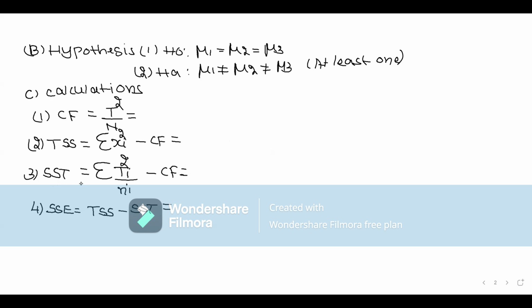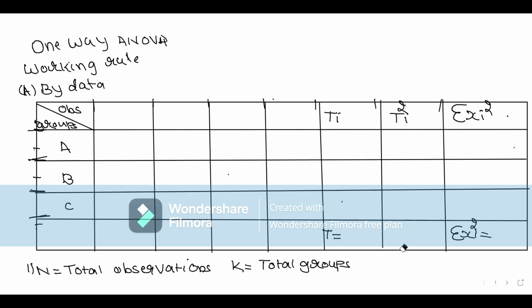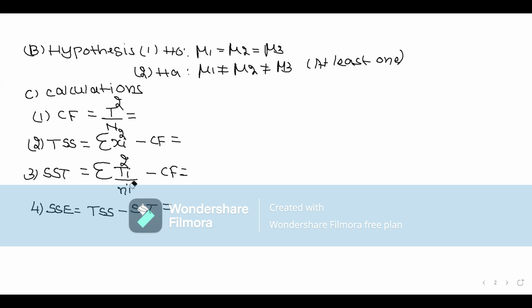Then SST means the summation of Ti square upon Ni. Look here, Ti square. This value is divided by how many? Each is the sum of 4 values. This value divided by 4, plus this value divided by 4, plus this value divided by 4. You take it, and that is the summation of Ti square upon Ni minus CF. CF is already calculated here. Then SSE equals TSS minus SST.